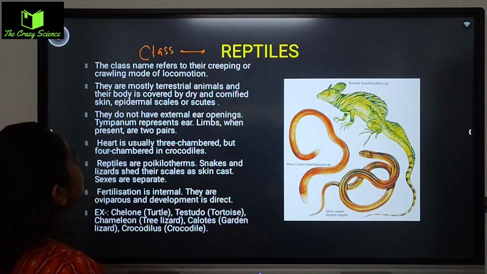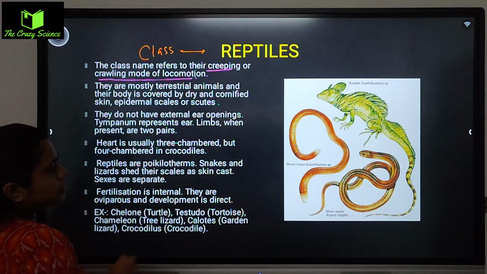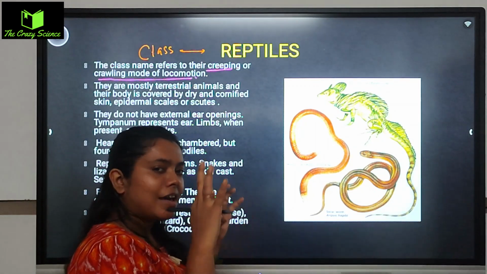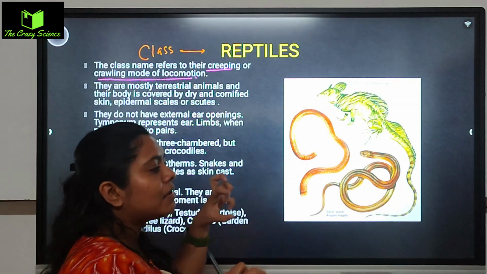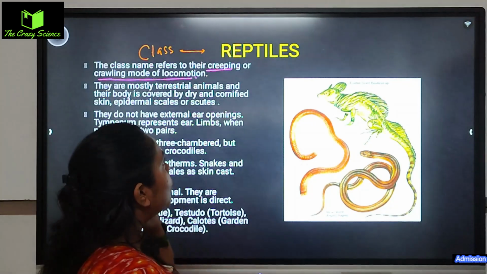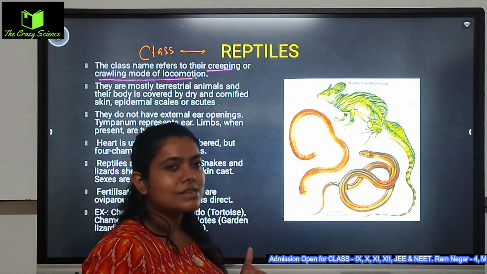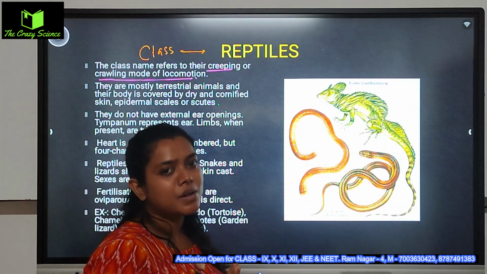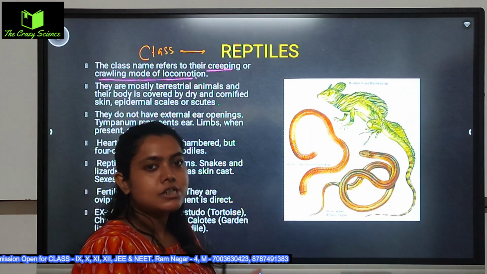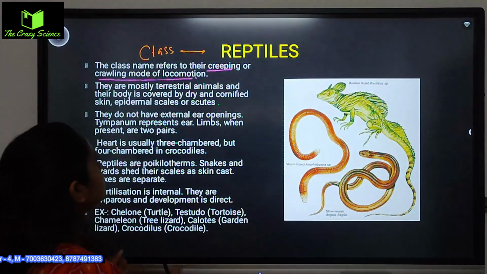Okay, reptiles. This class refers to the creeping or crawling mode of locomotion. So they basically creep, just with the help of their digits, if they have fingers and palms, with the help of those they crawl, go to a particular place or climb up a tree, or they just crawl along, like snakes and other things. They don't have digits, they don't have palms, no hands or feet, they don't have limbs. In that case they use their chest, they use it just for locomotion, for the purpose of locomotion.